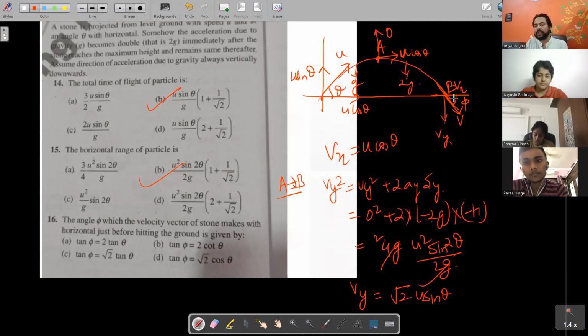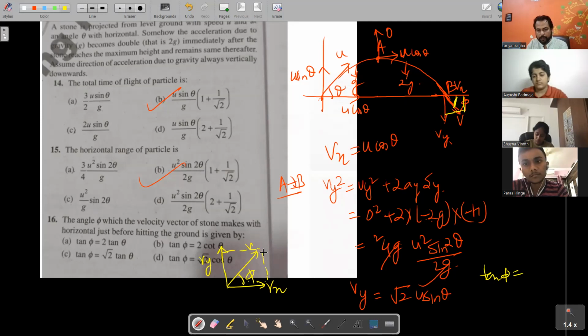Now you have to find this angle phi. You know that vector addition, this is how we find. This is Vx, this is Vy. So tan phi would be... suppose this is your Vx, this is your Vy, and you have to find this V with horizontal, phi. So this is the vector addition. So this is Vy, so this is also Vy.